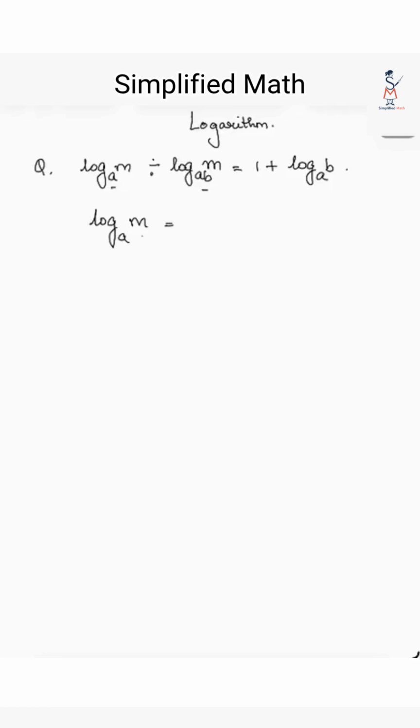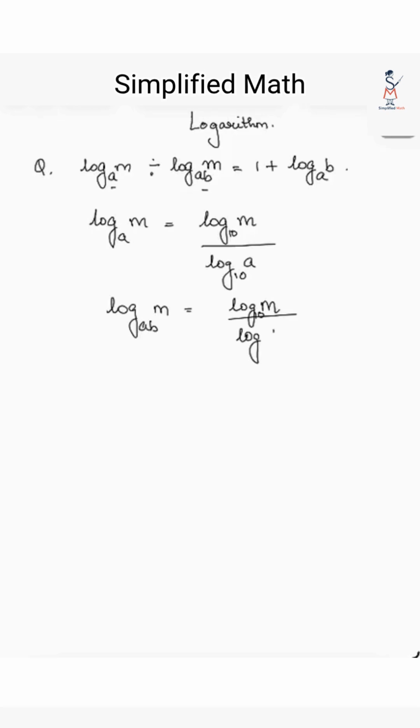Now if I change log m to the base a to a log with a base 10, it will become log m to the base 10 divided by log a to the base 10. Fine. Same way, I will change log m to the base ab as log m to the base 10 by log ab to the base 10. I will start with my LHS. Solve the LHS to get the RHS.